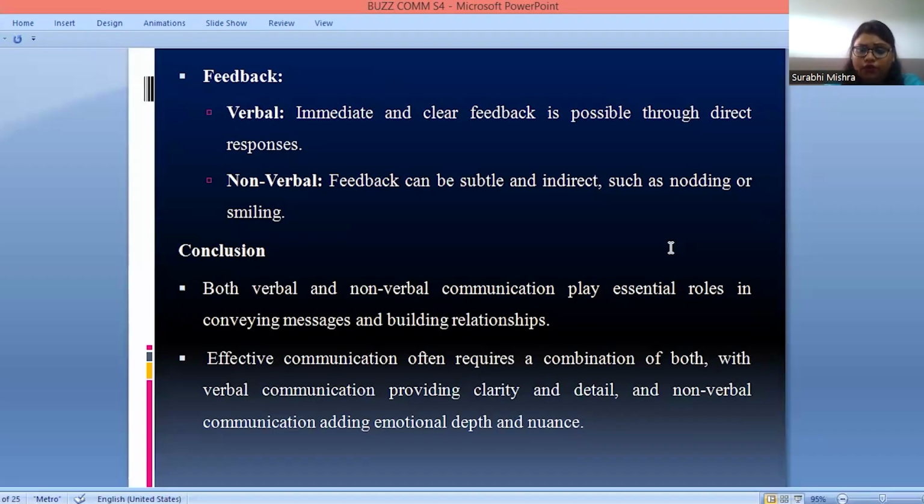So now we'll be talking about the case studies based on both types of communication. First, we'll talk about the case study based on verbal communication. And then later on, we'll be discussing the case study that is based on totally non-verbal form of communication. Moving to the next slide.